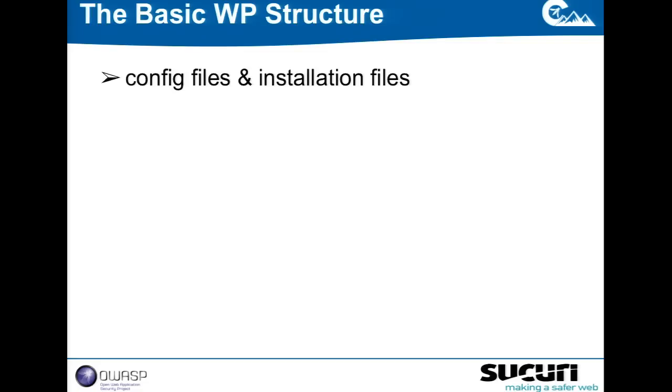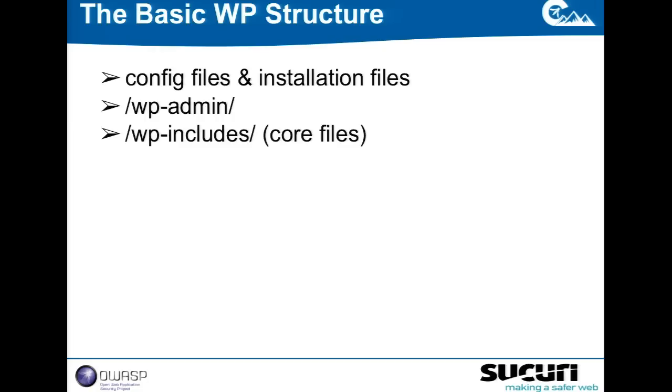Config files and installation files. Like in the CMS hacking talk, sometimes to figure out the version of something, you just need access to the changelog or readme files that are inside the WordPress or Joomla installation. So we need to take care of that. You have a very important directory, wp-admin, where you have all the admin stuff, where you could log in as admin of the WordPress site. We have wp-includes, which are core files. So when you get infected, those files could just be replaced with the files from a fresh tarball.